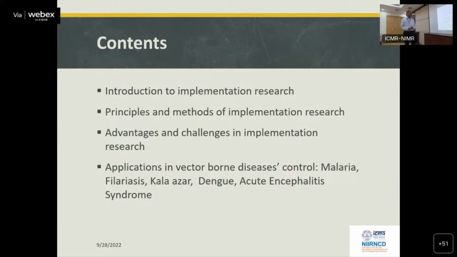So my talk will have the following components. We are going to talk about implementation research, what is it about? Then what are the principles and methods of implementation research in brief? And what advantages and challenges we face when we talk about implementation research? And finally, about its application in your domain, that is vector-borne diseases.